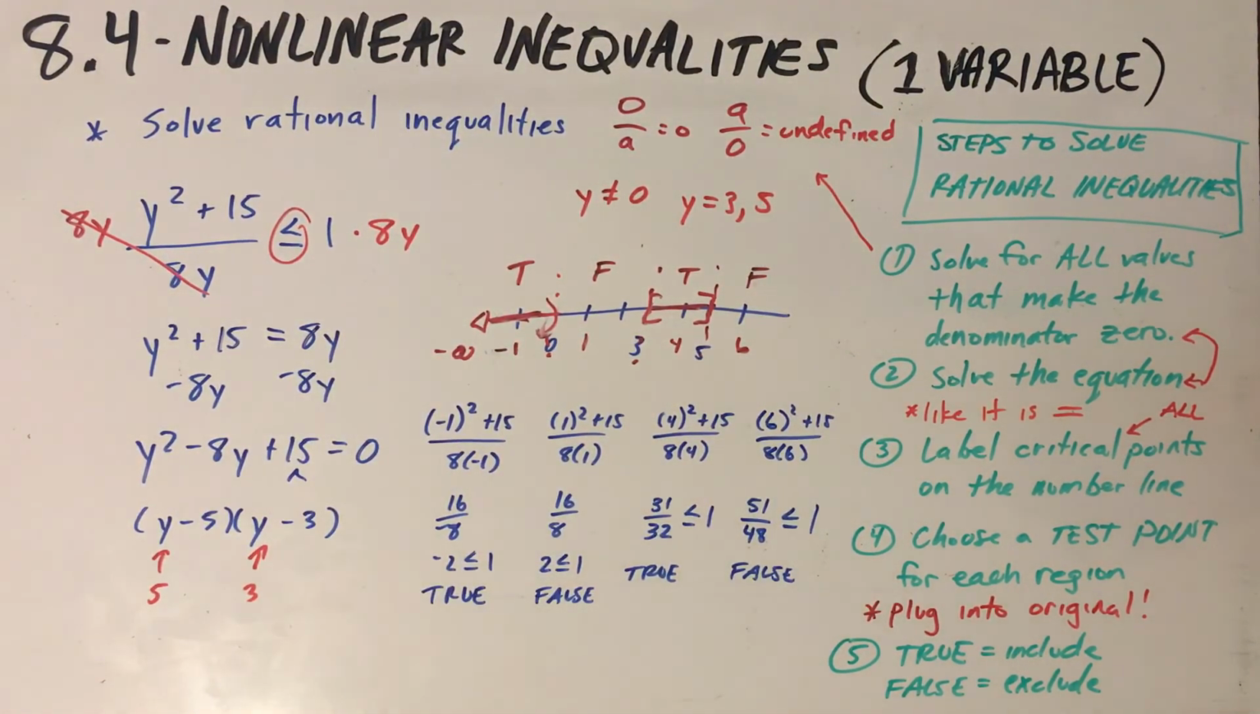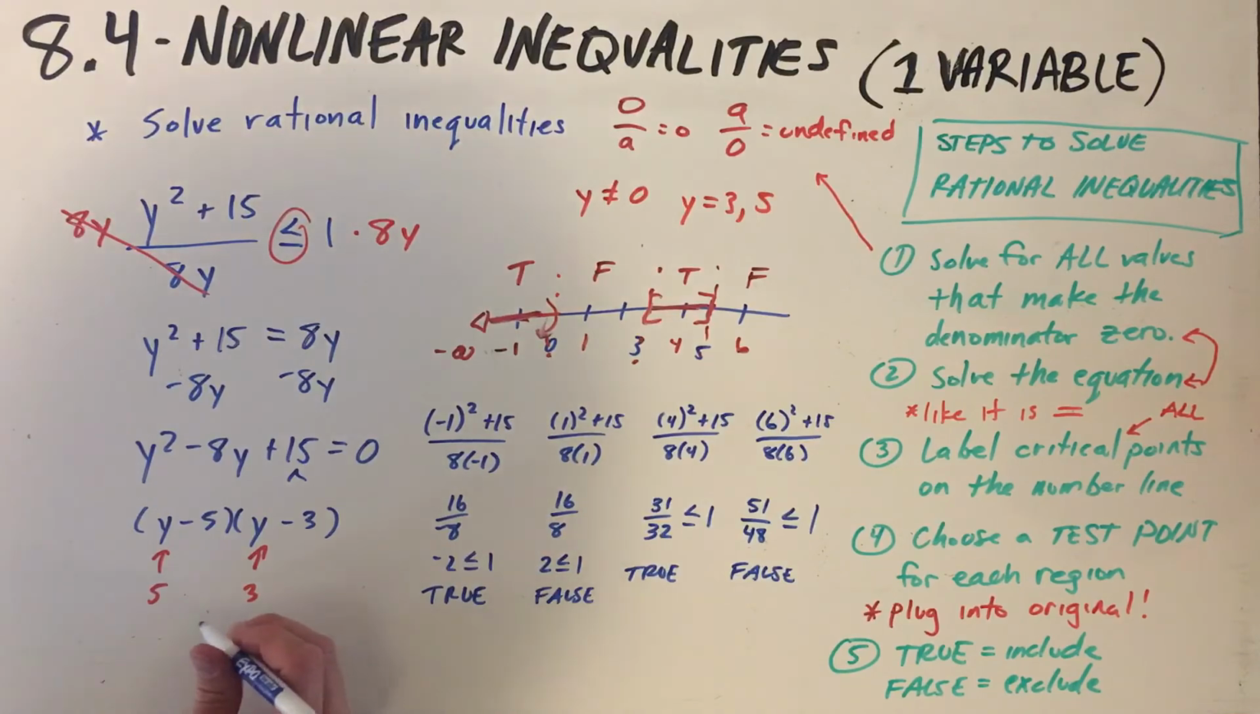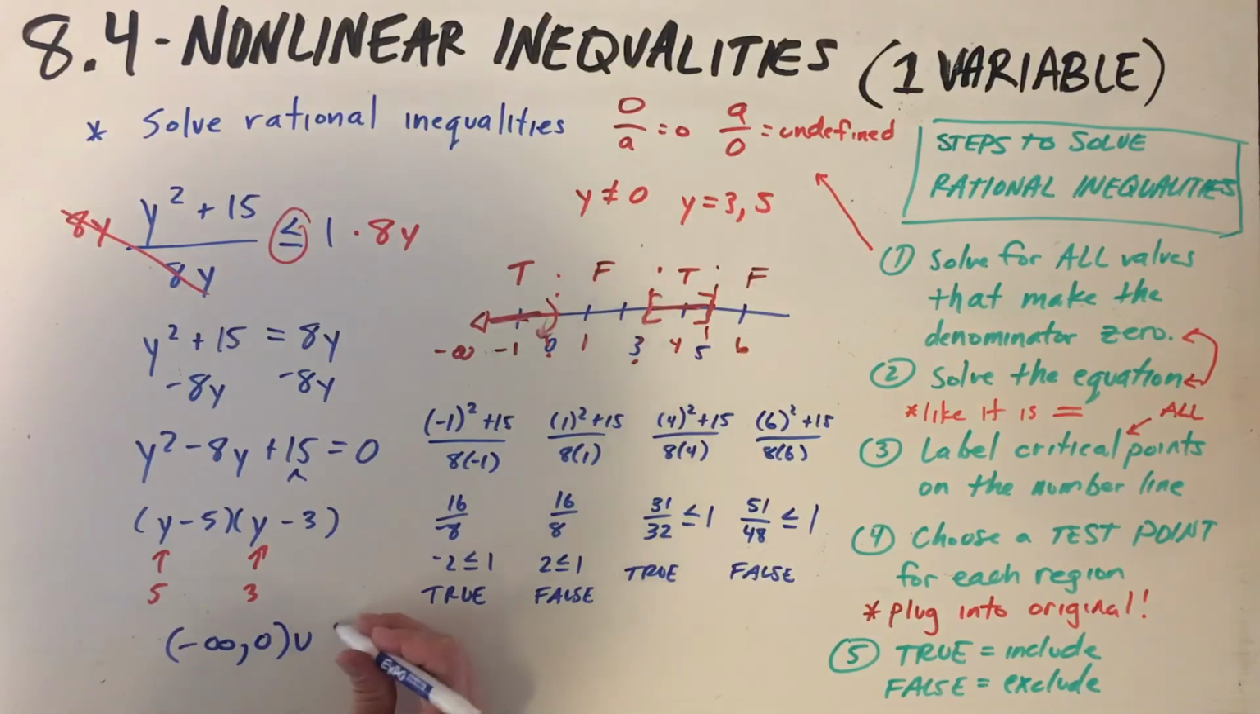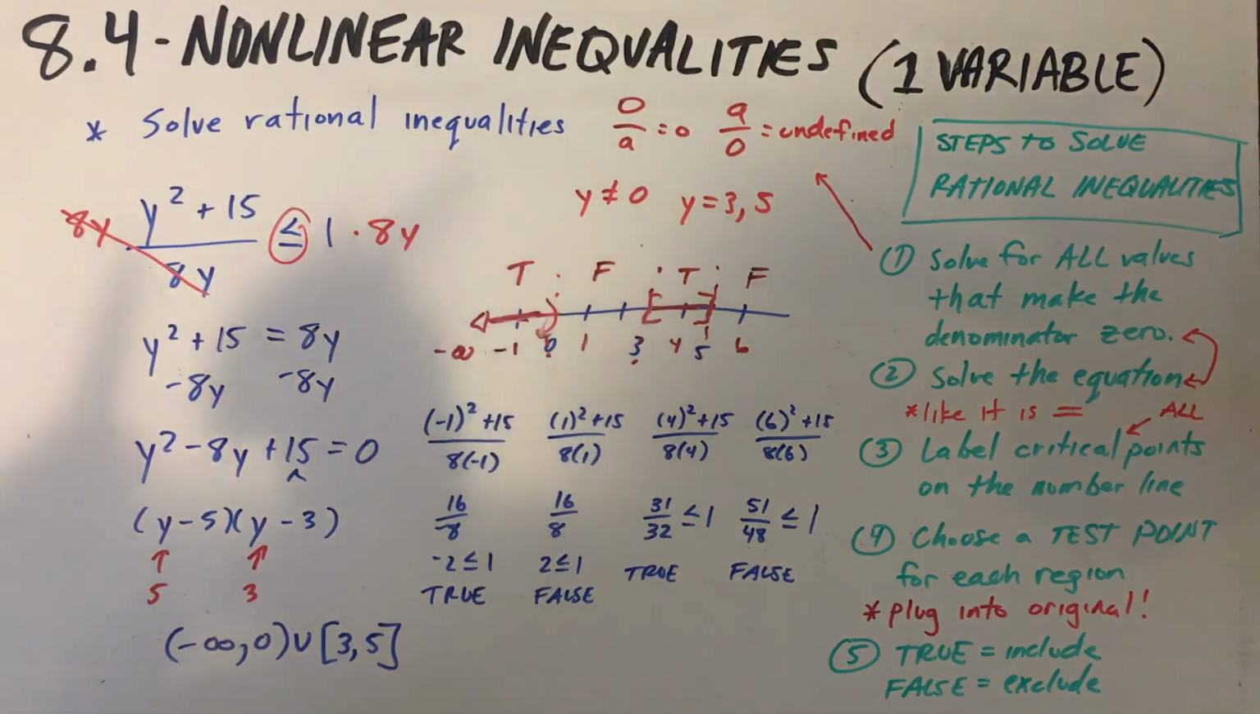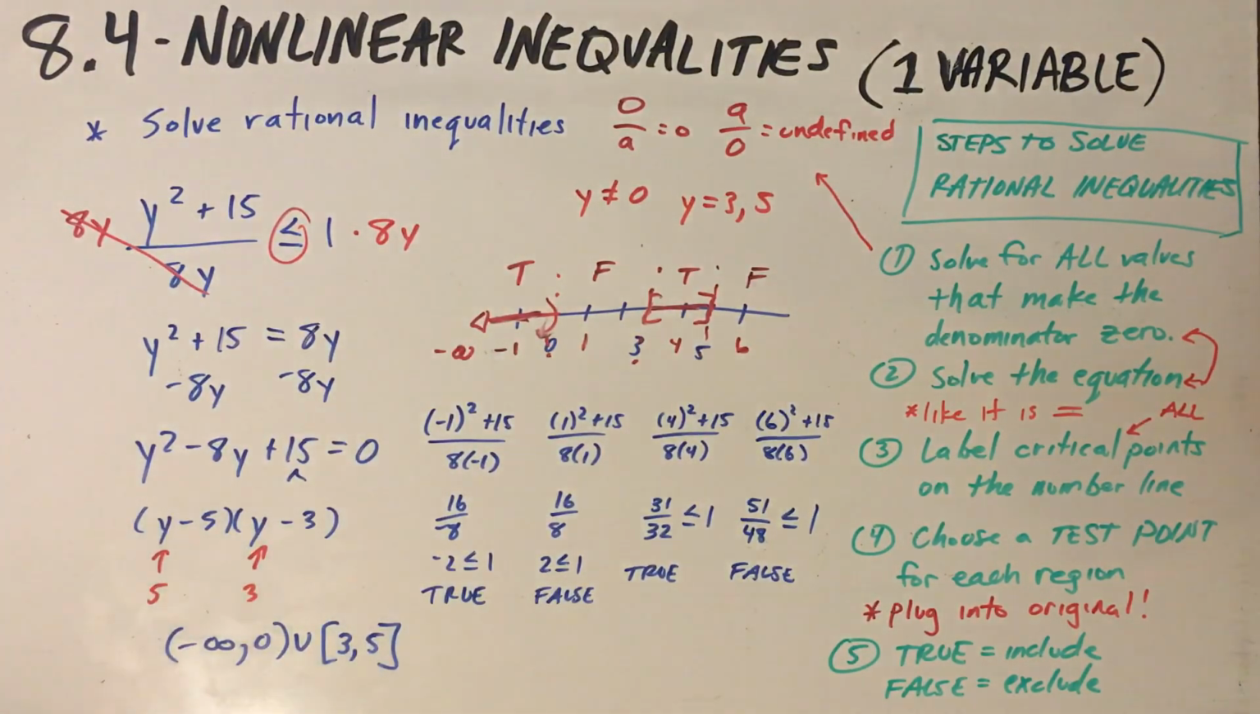So what is the final answer here? We are going to go from negative infinity to 0, but not include 0, union with 3 to 5, including 3 and including 5. So this is our solution, and that's the end of this video.